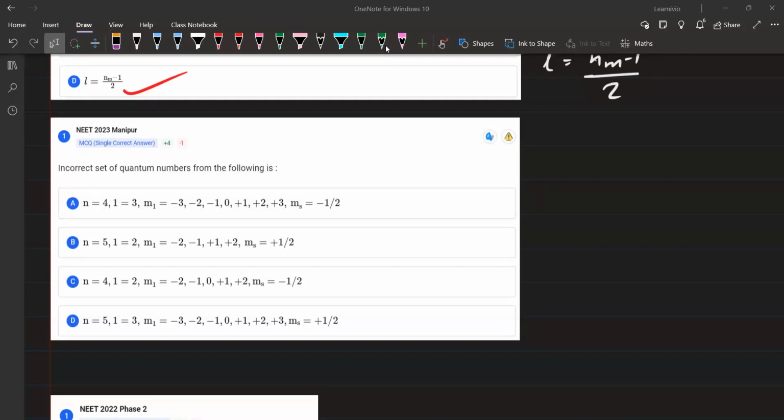Nabil has answered. Nabil, can you tell me what is the problem? By the way, let me tell you all of these things. First of all, what is given? N is the principal quantum number. This is L, okay? That is the azimuthal quantum number. Then ML represents the magnetic quantum number. And MS represents the spin quantum number.